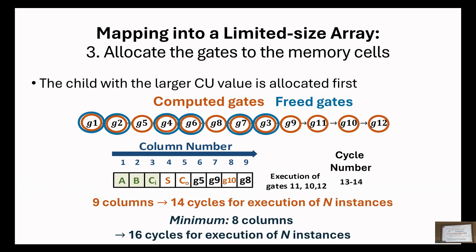And actually, if you want to do it with the minimum number of columns, we can reduce even 1 more, but then it will take 16 cycles. So in this case, we will need 4 initialization steps.